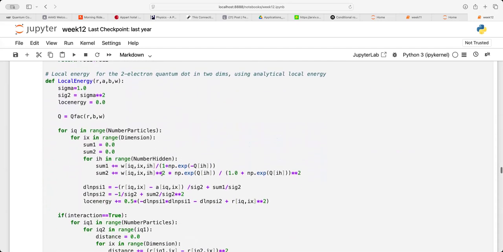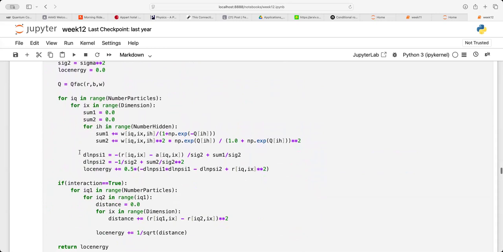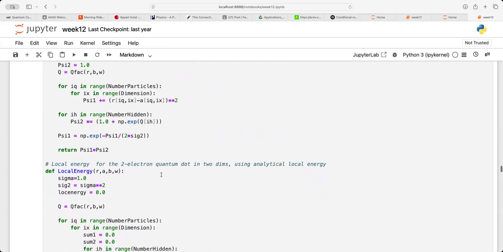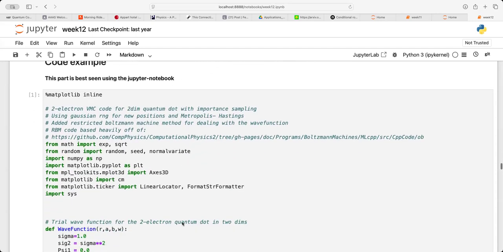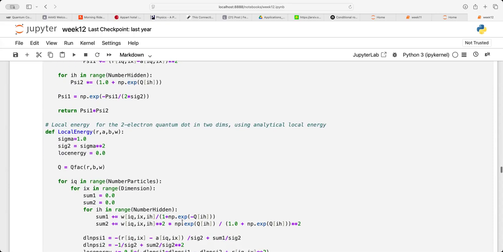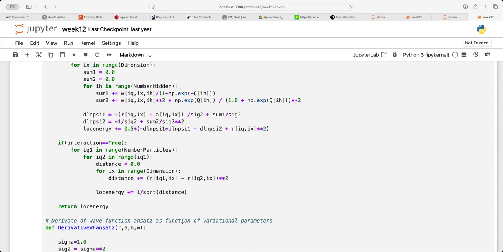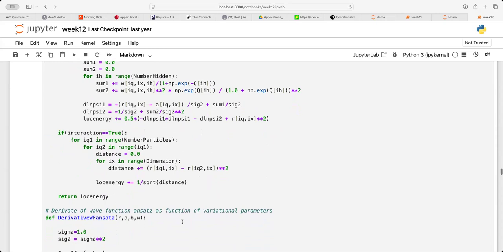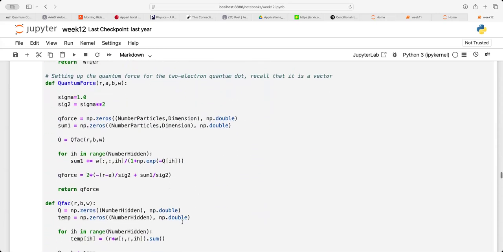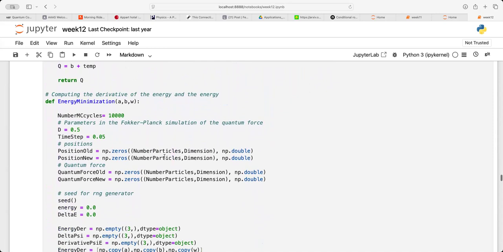And then we have the local energy, and I'm setting up the different terms. I have d ln psi of particle 1 and 2, and then I calculate the local energies by simply taking the expression of the derivative of this quantity here. So you can actually plug in simply analytical expressions. If you want to make a more complicated Boltzmann machine, you can do that as well, but then it's more convenient to use automatic differentiation. And then the rest here is as before.